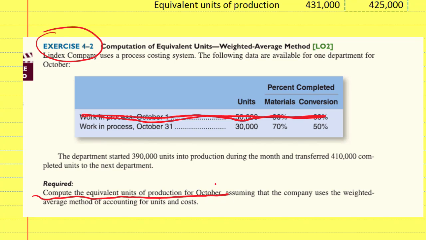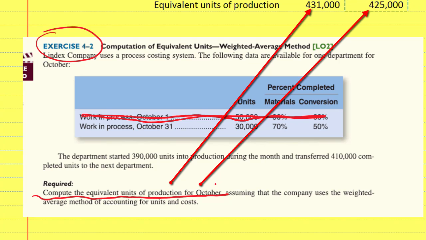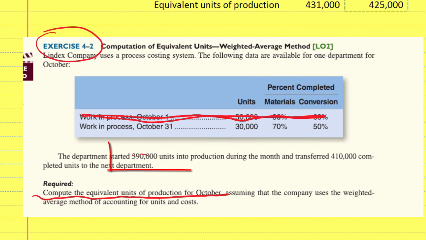We've computed equivalent units of production for October, both for materials, 431,000, and for conversion, 425,000. That information there for started in production, we're going to ignore temporarily for right now. So just ignore that started in production.